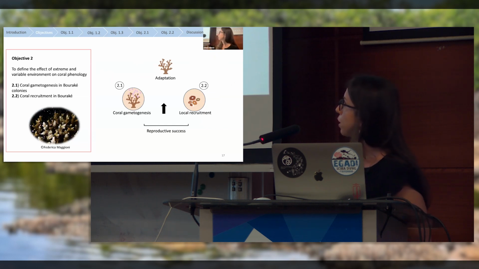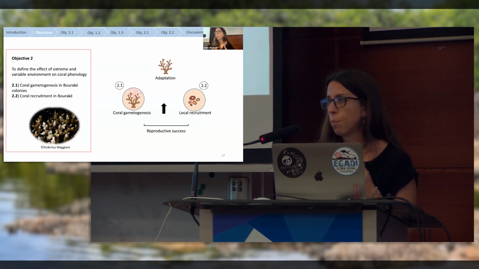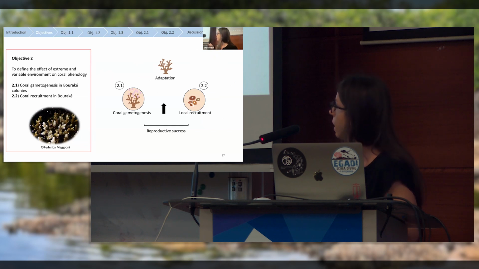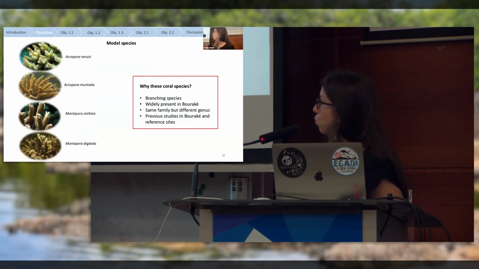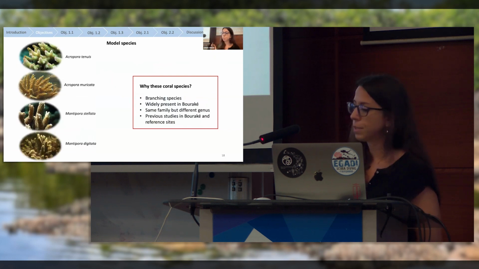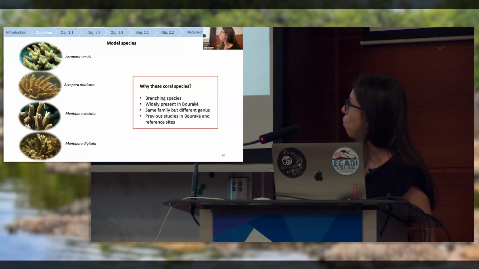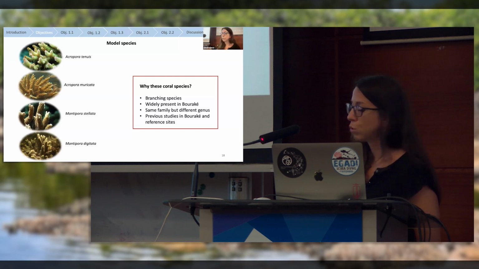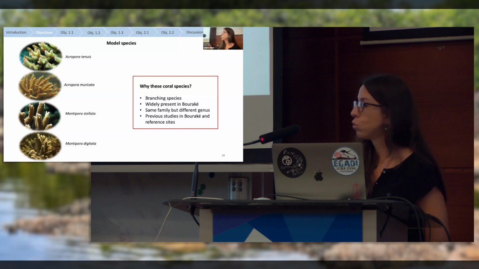We know that adaptation can be supported by reproductive success, and this means that corals are able to undergo gametogenesis and produce a high number of gametes of high quality, and from survival of local recruits. To do so, I chose 4 different species. I chose those species because they are branching species. They are widely present in Boracay. They belong to the same family, but they are part of different genera. And there are previous studies of those species inside Boracay and the control site.